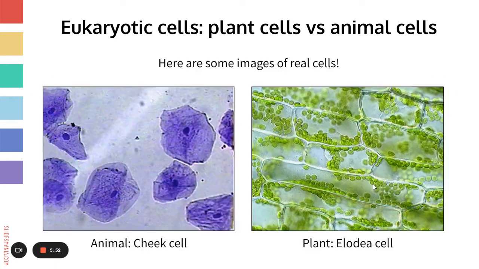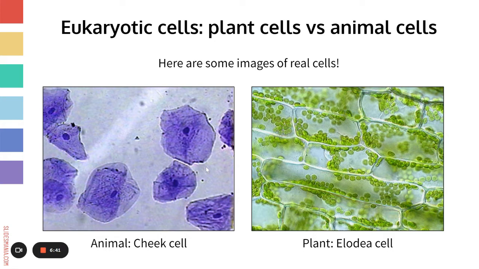Okay, so this next slide is just a little sneak peek of what you'll see in lab when we look at these structures in person. This image on the right is a water pond plant called Elodea, and you can't really see all of the structures, but you can see the chloroplasts. Each of these little green blobs is an individual chloroplast, and you can also see that the structure is much more rectangular. That's because of the cell wall. Plants have a cell wall, and it gives them a much more rigid structure.